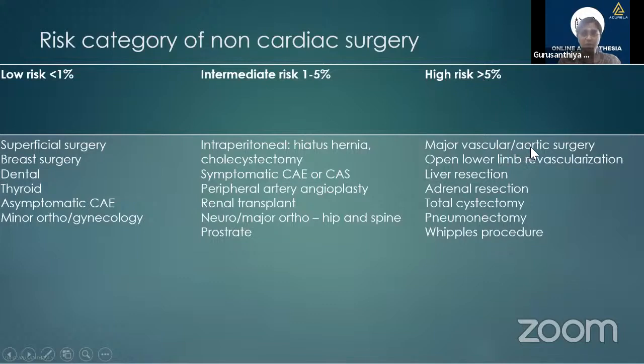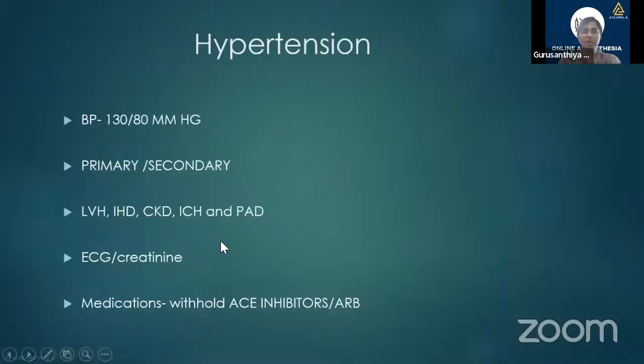Any open vascular aortic surgery, liver resection, adrenal resection, pneumonectomy, and Whipple surgery is defined as a high risk surgery in respect to MACE. And minor gynecological procedures, superficial surgeries are defined as low risk surgeries from the MACE point of view. Coming on to the disease proper, the first one is hypertension.